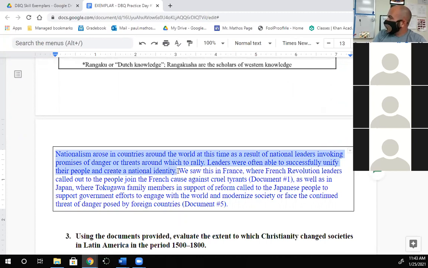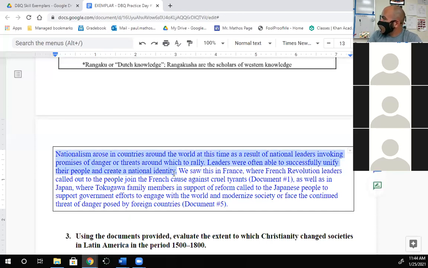Nationalism arose in countries around the world at this time as a result of national leaders invoking promises of danger or threats around which to rally. Leaders were often able to successfully unify their people and create a national identity. There's my thesis. So that's one of the causes of the rise of nationalism, that they kind of created their own sort of identity of what is Japanese, what is German, what is American. So that identity is kind of what it's about.